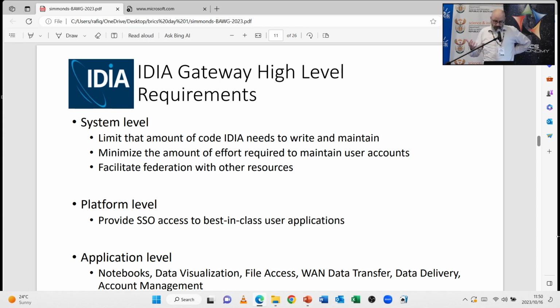At the platform level, we wanted to provide single sign-on to best-in-class services. So instead of implementing new services, we wanted to just provide single sign-on to existing good applications. And then at the application level, we wanted notebooks, data visualization, file access, WAN data transfer. So you've got to use the right tools to do wide area data transfers. You can't just use SCP or something. It will be horrible performance for all sorts of technical reasons. Data delivery and account management.